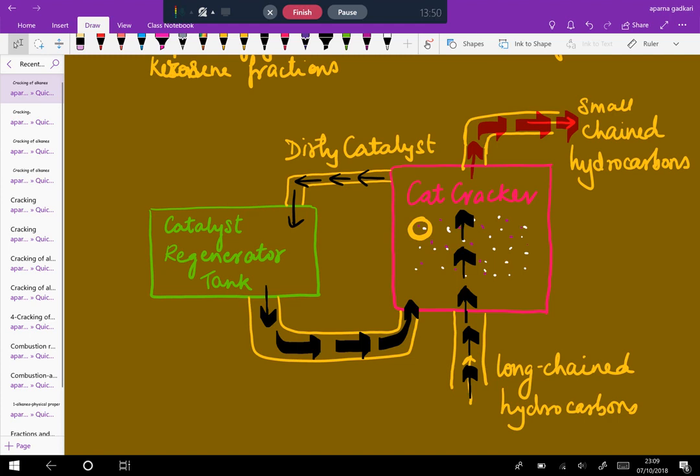Also, another thing I forgot to mention, this catalyst that comes back here is called the clean catalyst. You can mention it as Al2O3 and SiO2.